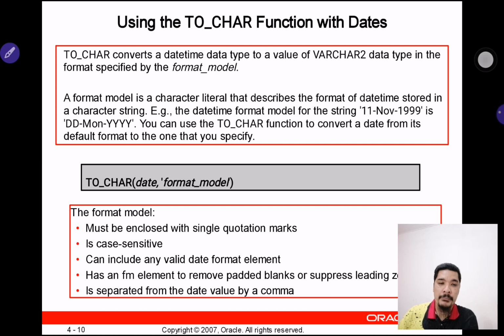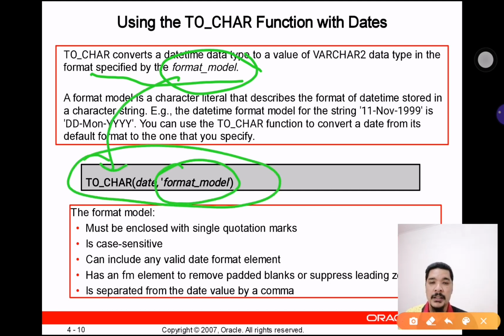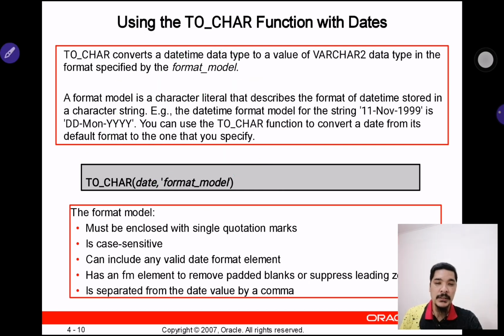Listen carefully. to_char converts a datetime data type to a value of varchar2 data type in the format specified by the format model. So we need to specify the format using the format model. What is the format model? This is what we call the format model. A format model is a character literal that describes the format of datetime stored in a character string. For example, the format for the date 11 November 1999 is DD MON YYYY.